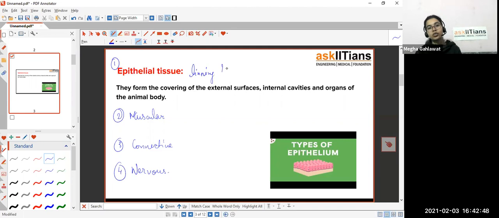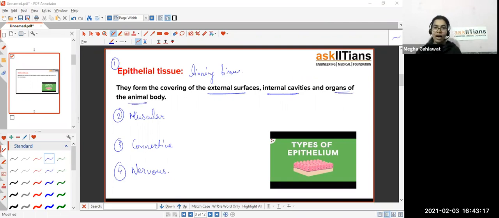Lining tissue. Now see, it could be present on the external surfaces and internal cavities, such as the digestive cavity, right? Our stomach is like a bag. Our intestine is also like a hollow tube in which we eat, and everything goes into a cavity-like system, which is also covered by the epithelial tissue on the inside as well as the outside. And it covers different kinds of organs of the animal body.